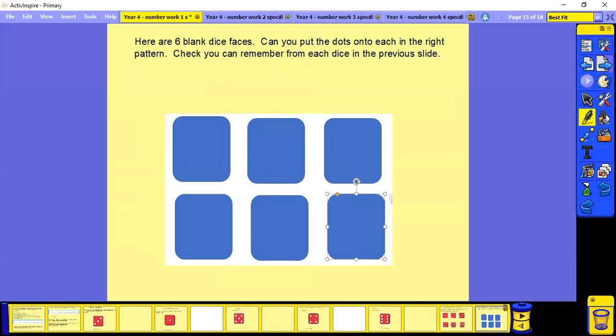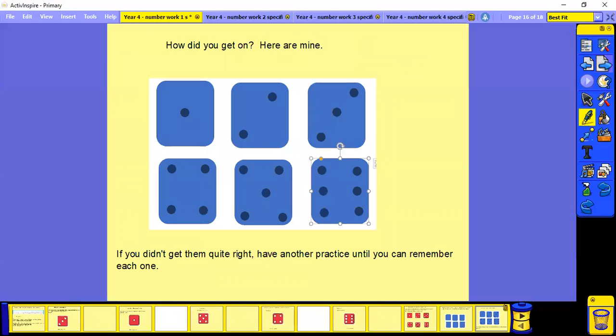So here are 6 blank dice faces. Can you put the dots onto each in the right pattern? Check you can remember from each dice in the previous slide. Pause this video while you have a go. How did you get on? Here are mine. If you didn't get them quite right, have another practice until you can remember each one.